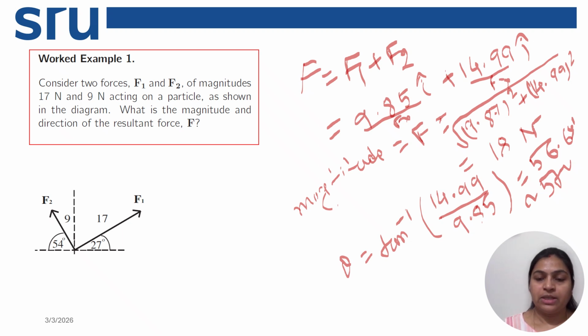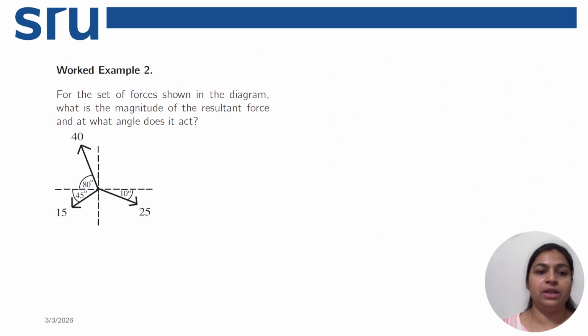Now, something a bit more complex, with one more force. We consider another example where three forces are acting at three different angles: one force of 25 Newton at 10 degree, 40 Newton at 80 degree, and the third one is 15 Newton at 45 degree. Here also the process is the same. When several forces are involved, it is sometimes easier to collect all i components, then collect all j components. That is, resolve horizontally, then vertically.